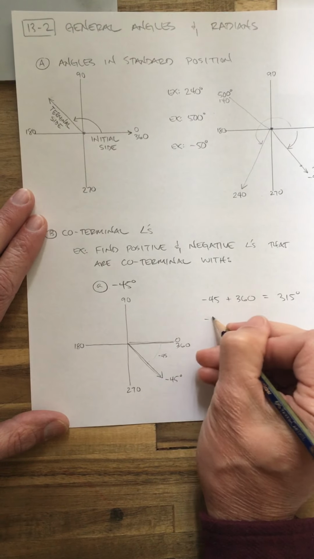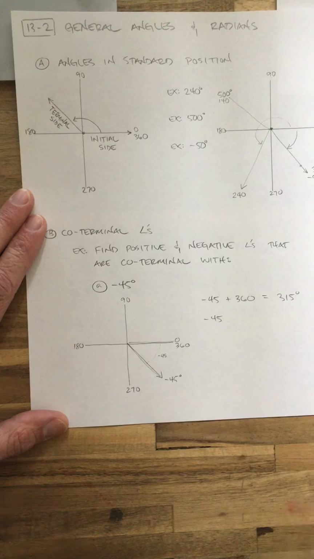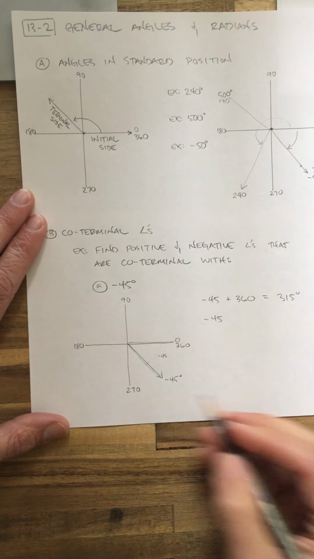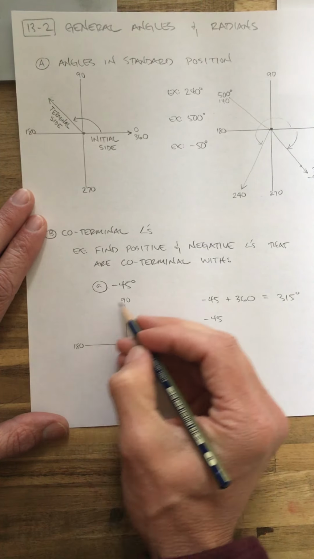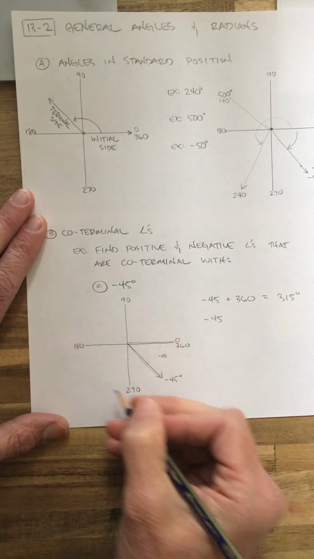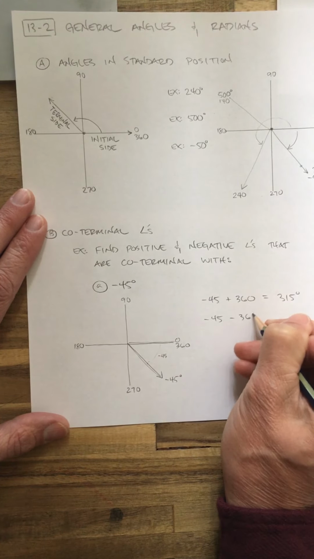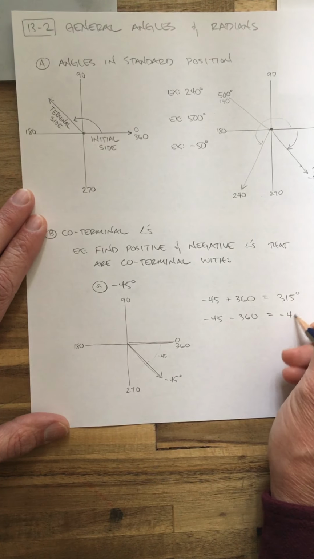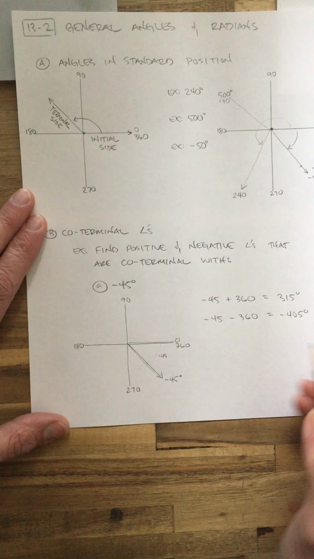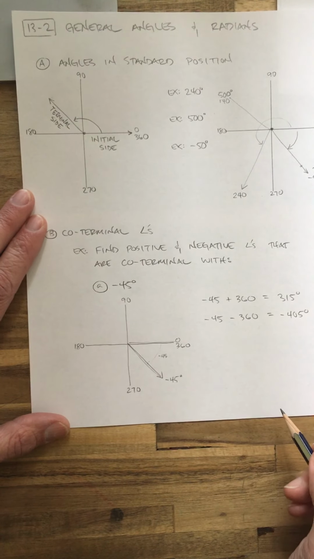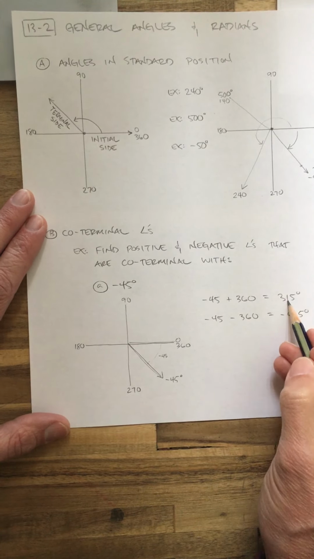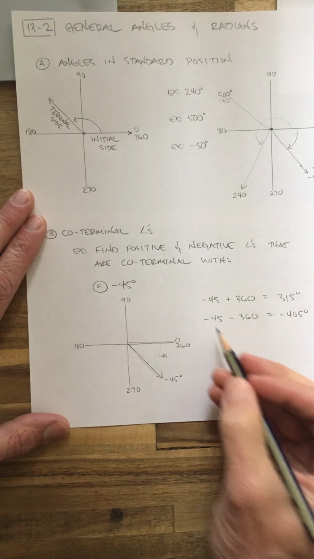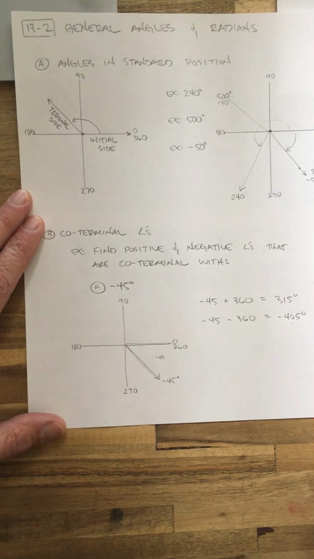If we start with negative 45, what do you think I have to do to get a negative coterminal angle? That's right, keep going in the negative direction another 360 degrees. So I'm going to subtract off another 360 degrees, and that gives you negative 405 degrees, I think? Negative 405 degrees. So there's a positive coterminal and a negative coterminal with negative 45 degrees.